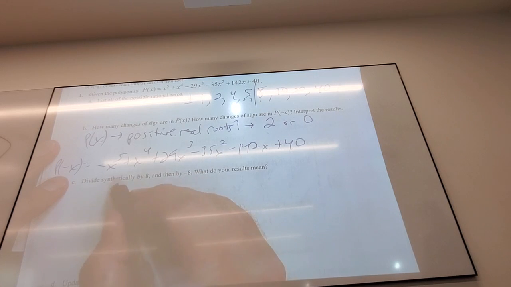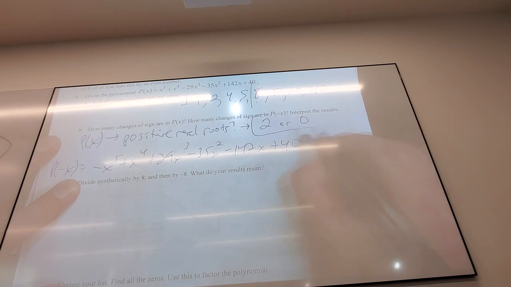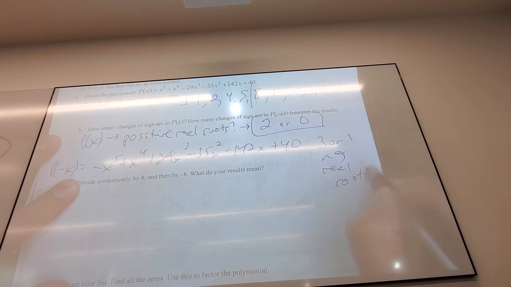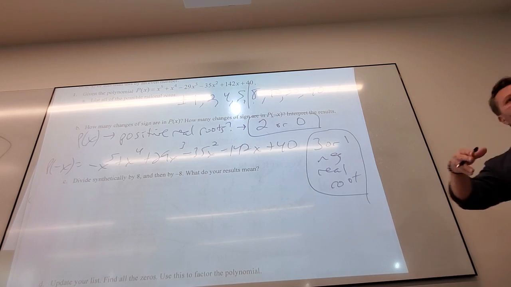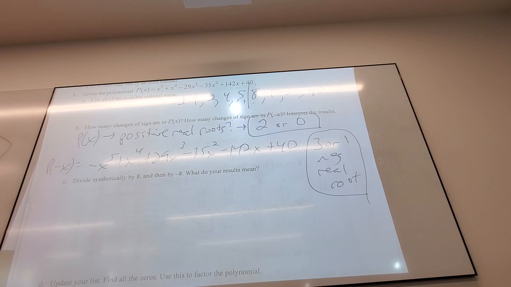How many sign changes do I see now? 3. So there's going to be 3 or 1 negative real root. So in this situation, did Descartes really help me? No. Descartes does not help very often, but when it does, it cuts the list in half. That's why we take a moment and just say, did Descartes help me? No. Okay, well.